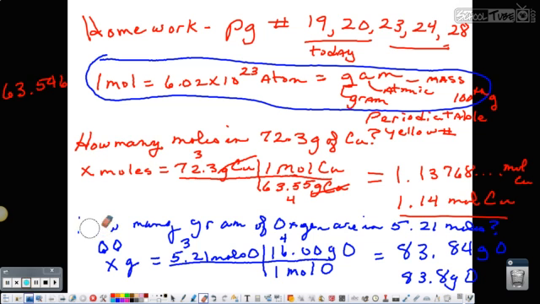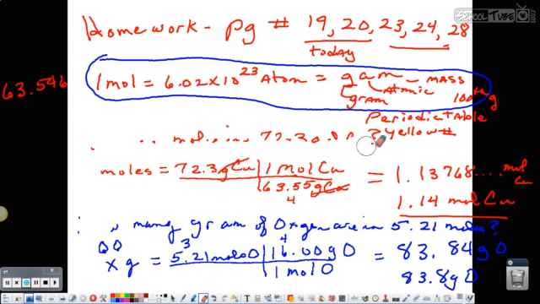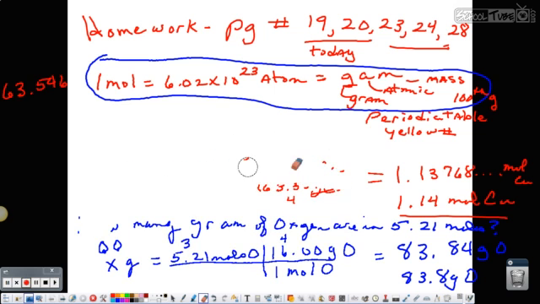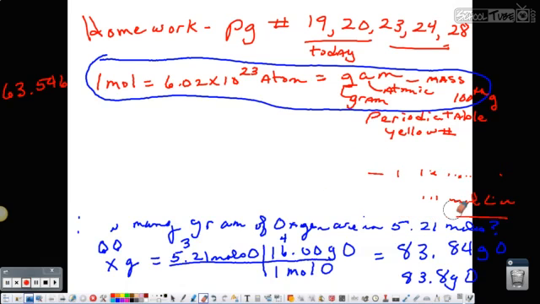I'll try to get my eraser here and erase this because I'm going to go back and do another type of problem because we haven't used that good old number 6.02 times 10 to the 23rd. Alright, so I'm going to erase this top one, leave the bottom one there in case you need a little more copying time, and I'm going to work another problem. Alright, another problem.